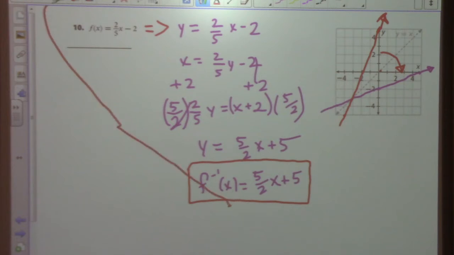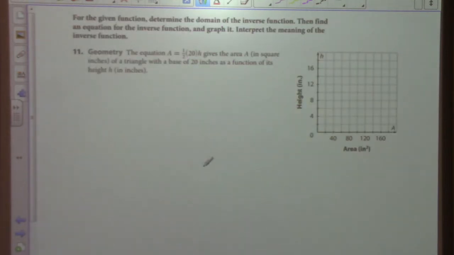So now we go to number 11. This applies to number 11 and 12. For the given function, determine the domain of the inverse function, then find an equation for the inverse function and graph it. Interpret the meaning of the inverse function. So my recommendation on this would be to find an equation for the inverse function first, and then graph, and then ascertain the domain. All right?